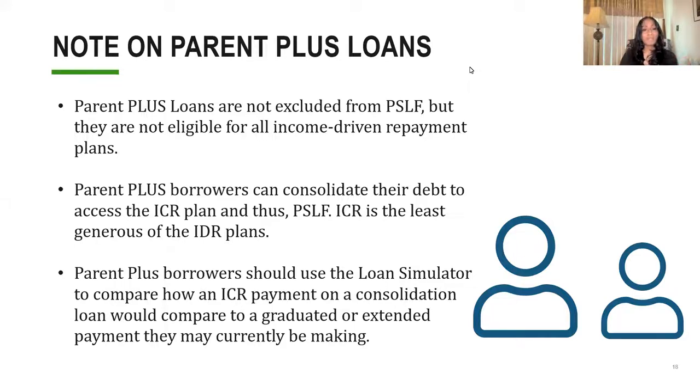But in order for a Parent PLUS borrower to get on an income-driven repayment plan, they have to consolidate. Then once they have a direct consolidation loan with that underlying Parent PLUS, they now have access to one of the income-driven repayment plans. It's called ICR, Income Contingent Repayment, and it is the least generous of the IDR plans, but it's the only one available to Parent PLUS borrowers when they consolidate.